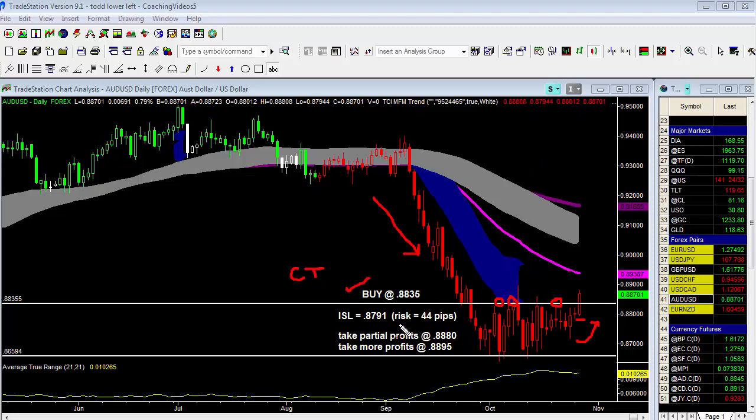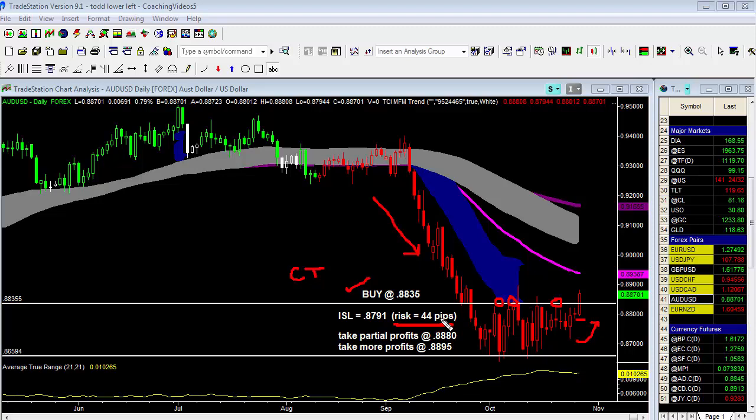87.91. So the initial risk, and remember, this is a daily chart, folks. We're only risking 44 pips on this trade, right? That's $440 per standard contract. Remember that you've got micros, minis, and standards. Standards, $10 a pip, which is a minimum price fluctuation.